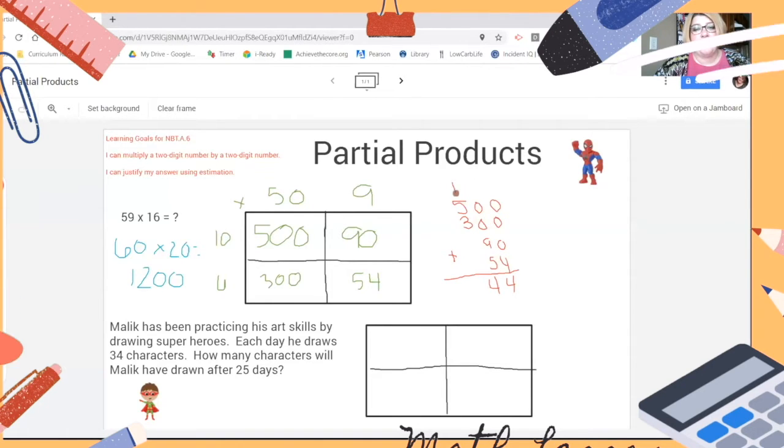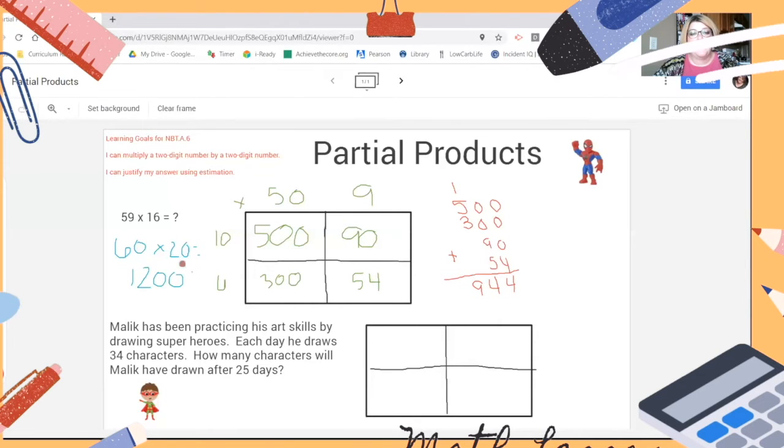So we're going to carry that 1 over. We're going to regroup it here. And I have 1 plus 5 is 6. 6 plus 3 is 9. So you see here that my answer is 944.